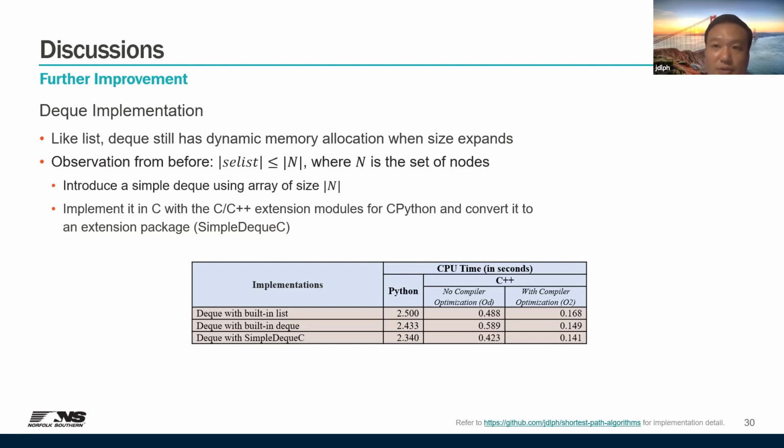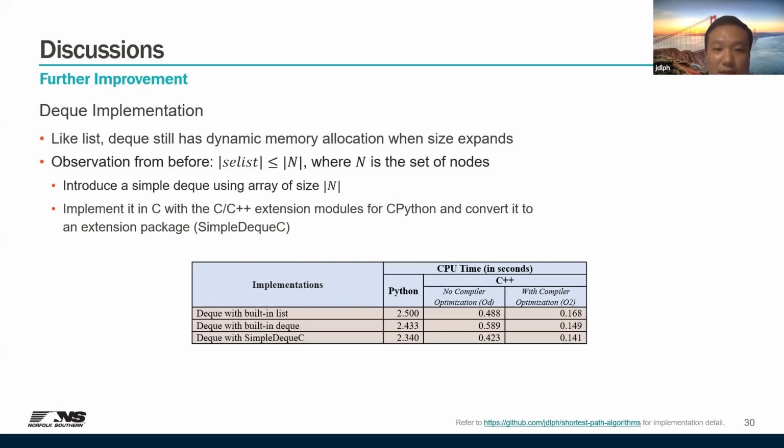So how can we avoid those extra costs? We use the simple observation from before. Basically, the scan eligible list cannot exceed the number of nodes we have on the network. And we can simply introduce a simple DQ using an array of size n, and we implement it in C with the Python C API and convert it to an extension module.